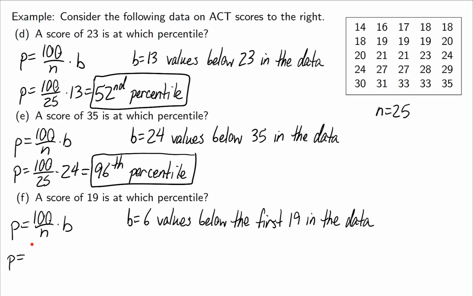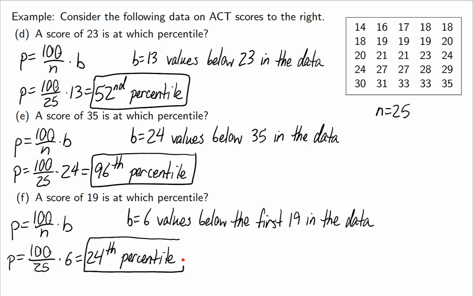Let's use this formula one more time. 100 divided by 25 times the 6 values that are below will take me to 24. So this is the 24th percentile. And again, this is related to the idea that there are multiple 19s, so I'm just going to grab the smallest one. That's saying all the 19s lie in the 24th percentile, because you really can't determine which 19 to look at other than this is the first 19 that starts it.